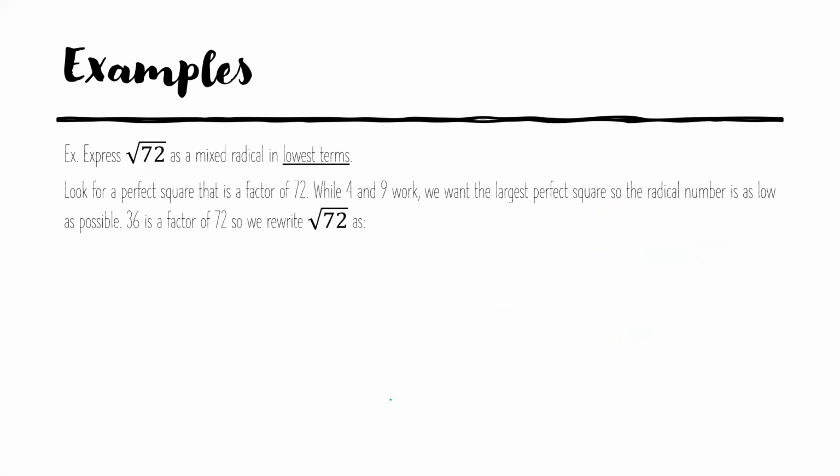So let's look at the first example. Express the square root of 72 as a mixed radical in lowest terms. So what we look for here is we're trying to figure out what two numbers multiplied to give me 72 and where one of them is a perfect square. What you want to do on purpose is try to find the largest perfect square. And the reason you want to find the largest perfect square is so that this reduces even more. So first, it's the square root of 72.